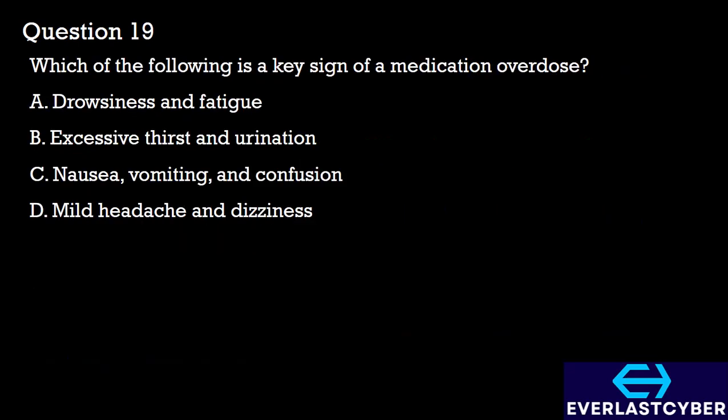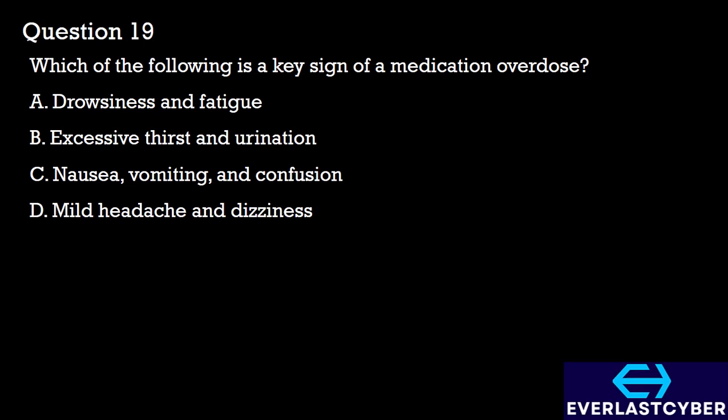Question 19. Which of the following is a key sign of a medication overdose? A. Drowsiness and fatigue. B. Excessive thirst and urination. C. Nausea, vomiting, and confusion. D. Mild headache and dizziness.